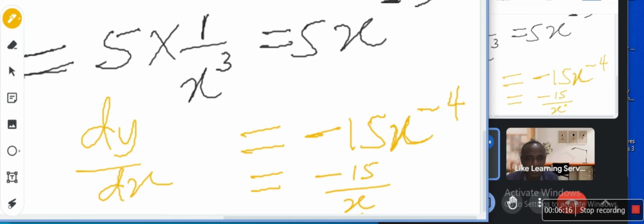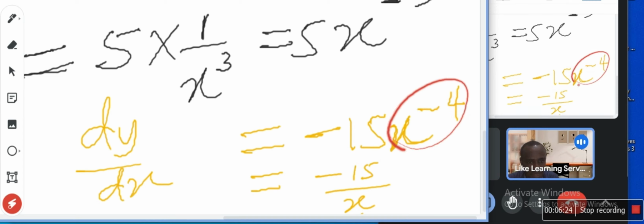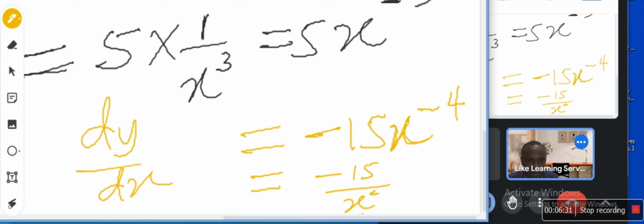Yes, I was. Okay, so I'm saying minus 15x raised to the power minus 4. This x raised to the power minus 4 is the same thing as taking it down, and it just becomes x raised to the power 4. Just like the way we had it initially. Alright, let's move on.